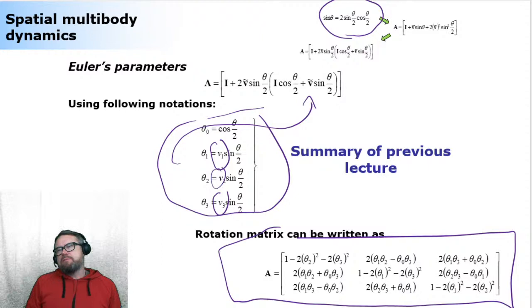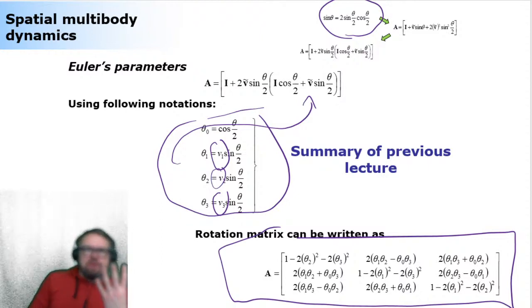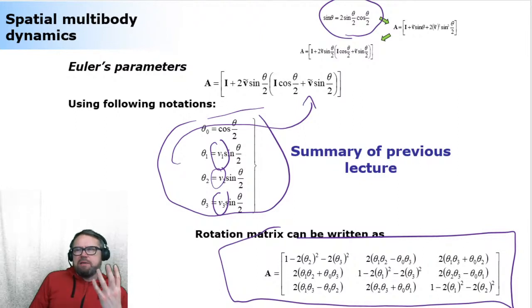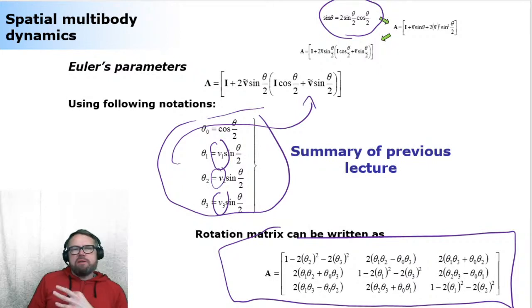So the original four Euler parameters are not independent, but they are related because of the vector v. Because they are related, that's one constraint. And what is left is 3 degrees of freedom, if you want to put it this way. Okay, so that's what it was.